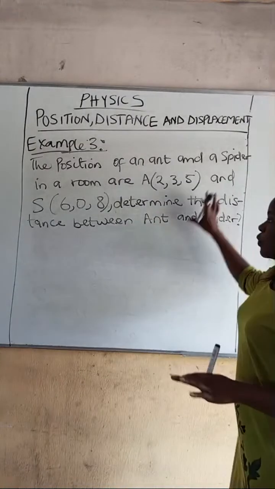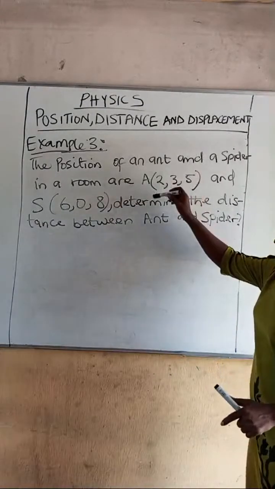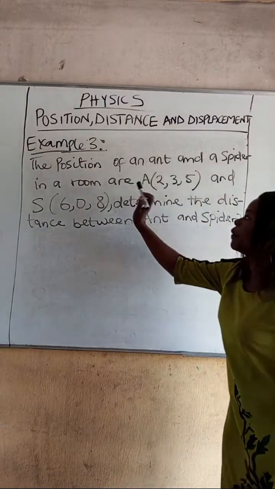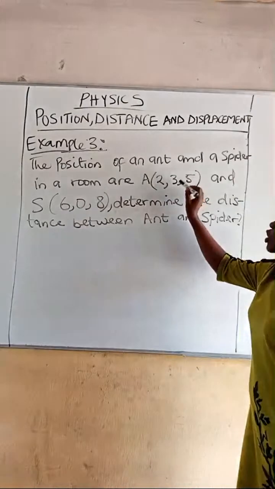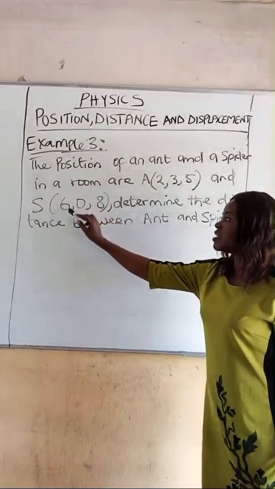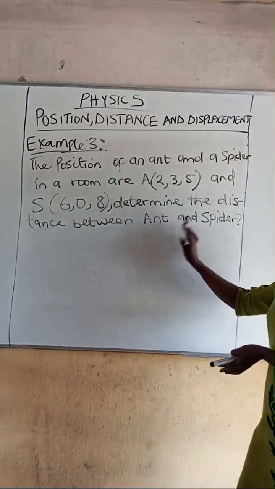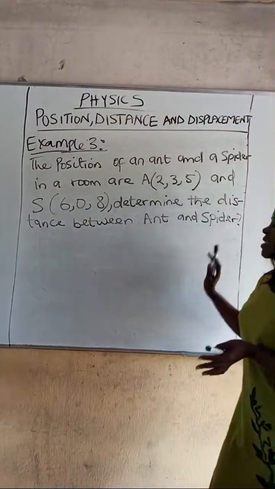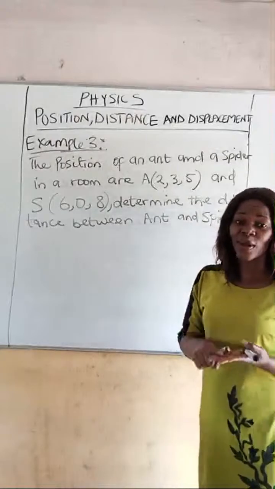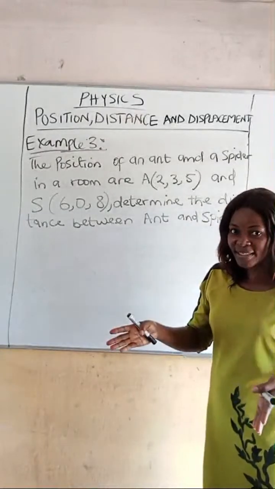All right, we can solve this problem because looking at it, they said the position of an ant and a spider in a room are A bracket 2, 3, 5 and X bracket 6, 0, 8. How do we get the distance between the ant and the spider? Looking at these coordinates, they have just 3 coordinates. So this is x, y, and what? Z. So this is in space.